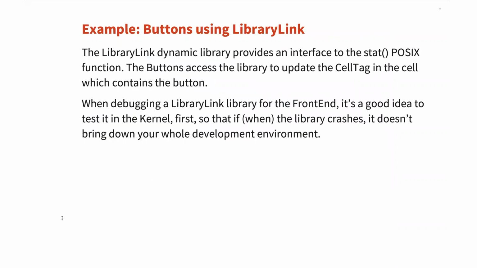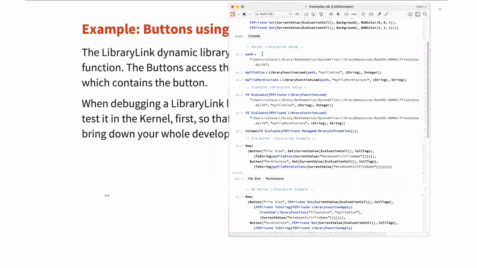Okay, so I'm going to show another example. In this example, we're going to have buttons again, but this time they're going to use LibraryLink. Now, I'll point out, when you're debugging a LibraryLink library that you plan to use in the front end, debug it in the kernel first. Because you're using the front end as your IDE, you don't want to be testing your library and have it crash your IDE. So here we're going to load some libraries.